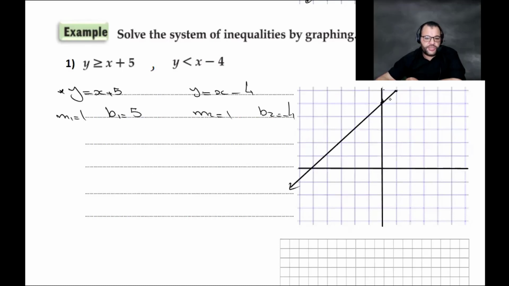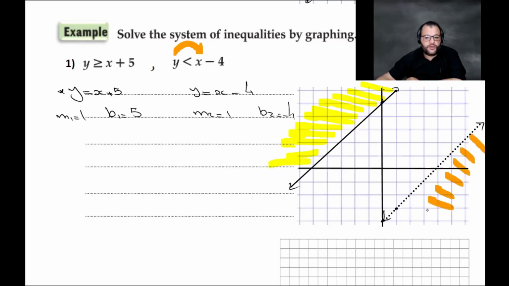Which part will be shaded? Above the line. The second one, which is -4, going up 1 and run 1. It will be a dotted line. The two lines are parallel. They will never intersect. Above? No, below. Smaller than, below the line. So it means no solution.